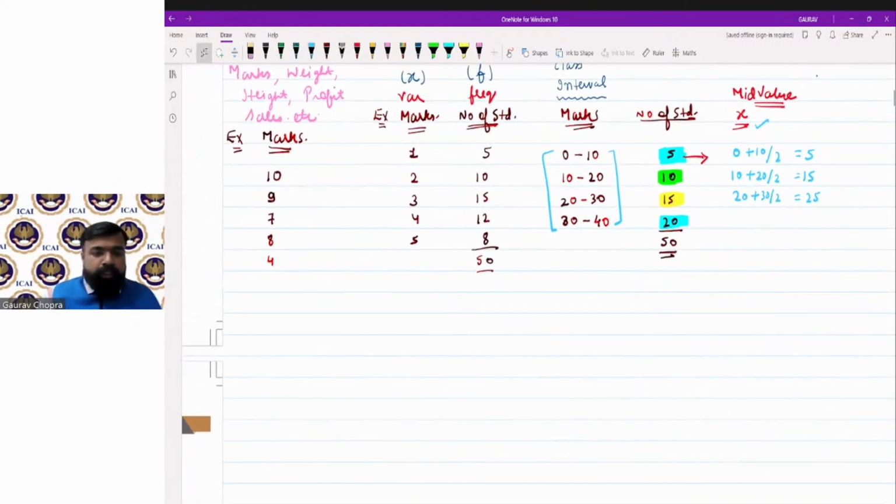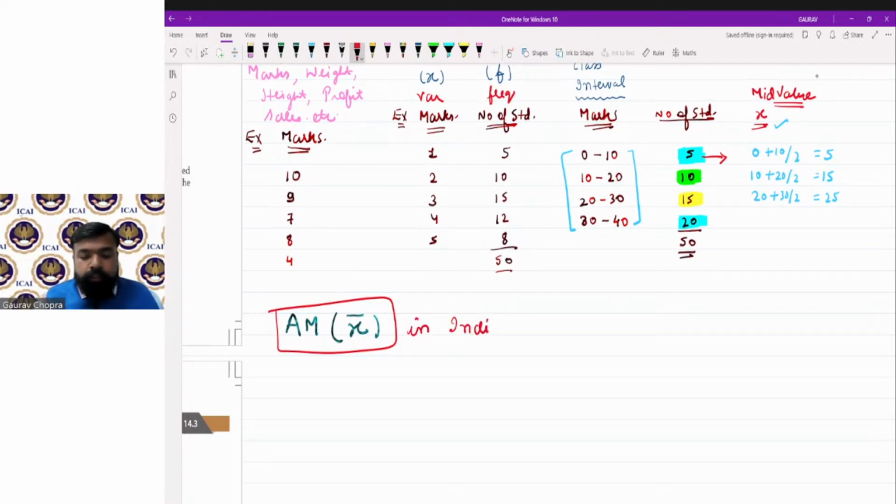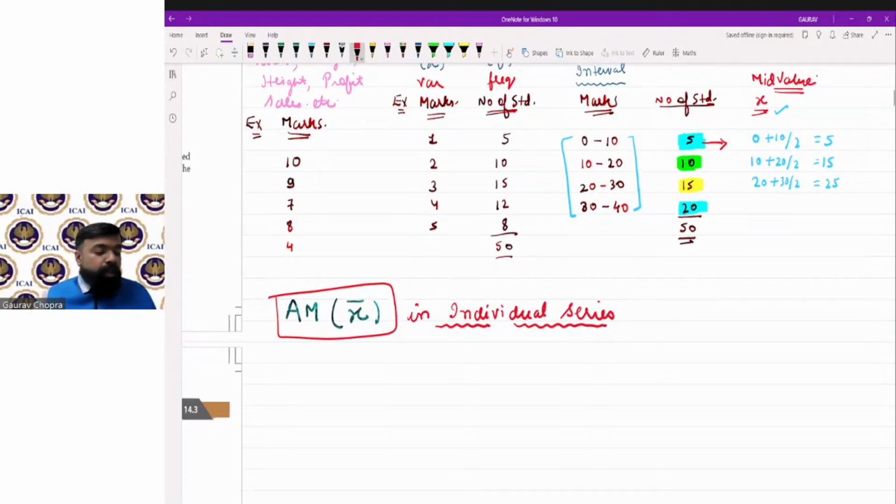Now let's move towards arithmetic mean. Now arithmetic mean is denoted by x bar. Arithmetic mean is denoted by x bar. This is the symbol of arithmetic mean. Okay. Now, first of all, we have to calculate arithmetic mean in individual series. So we are calculating arithmetic mean in individual series.